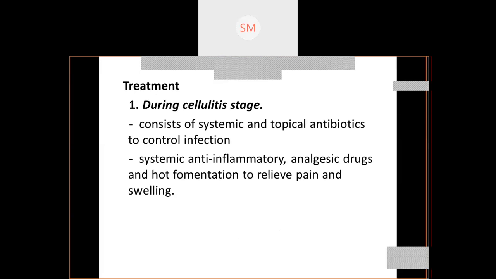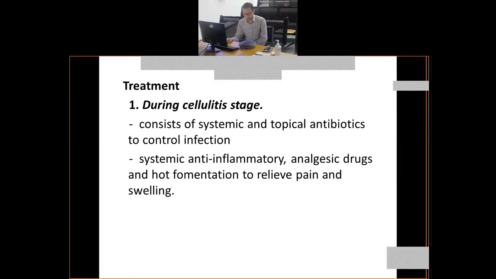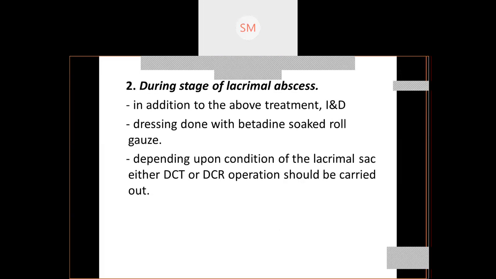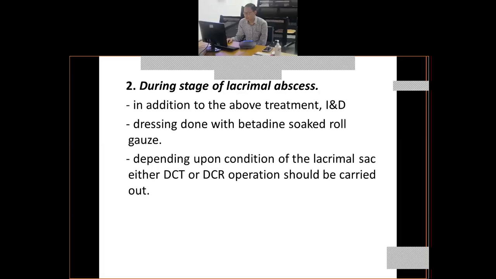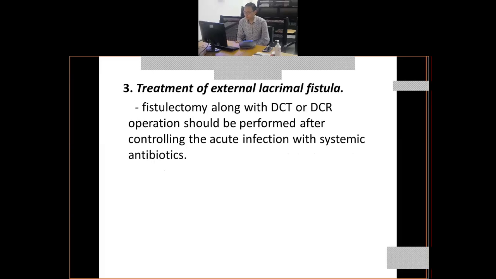Now treatment. During the stage of cellulitis, it consists of systemic antibiotics and topical antibiotics to control infection, then systemic anti-inflammatory analgesic drugs, and you can advise hot fomentation. Then during the stage of lacrimal abscess, in addition to the above treatment, you can do incision and drainage. Then dressing is done with betadine soaked roll gauze. Depending upon the condition of the lacrimal sac, you can do DCT or DCR. Then for the external lacrimal fistula, fistulectomy along with DCT or DCR operation should be performed.